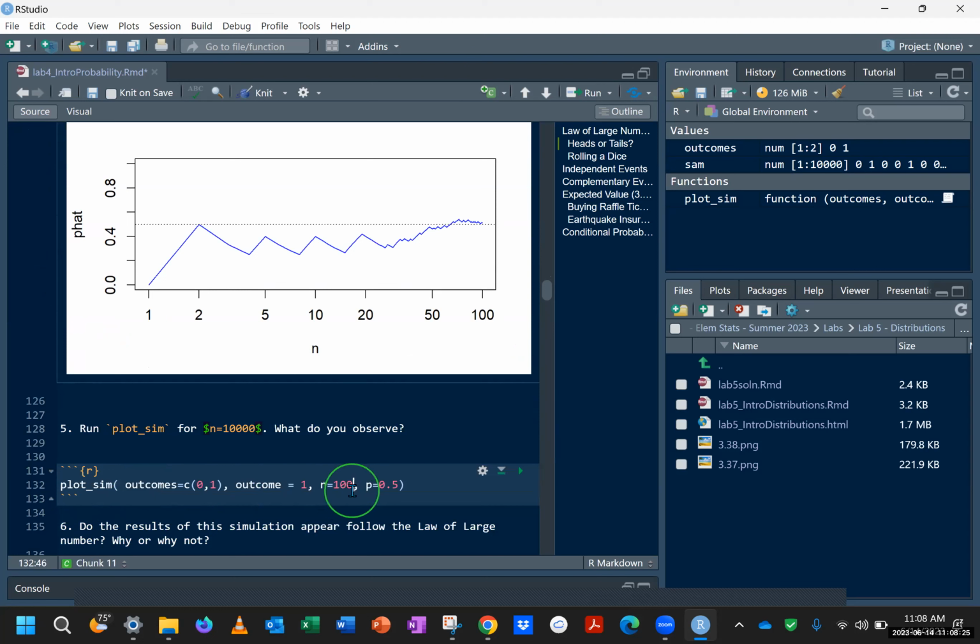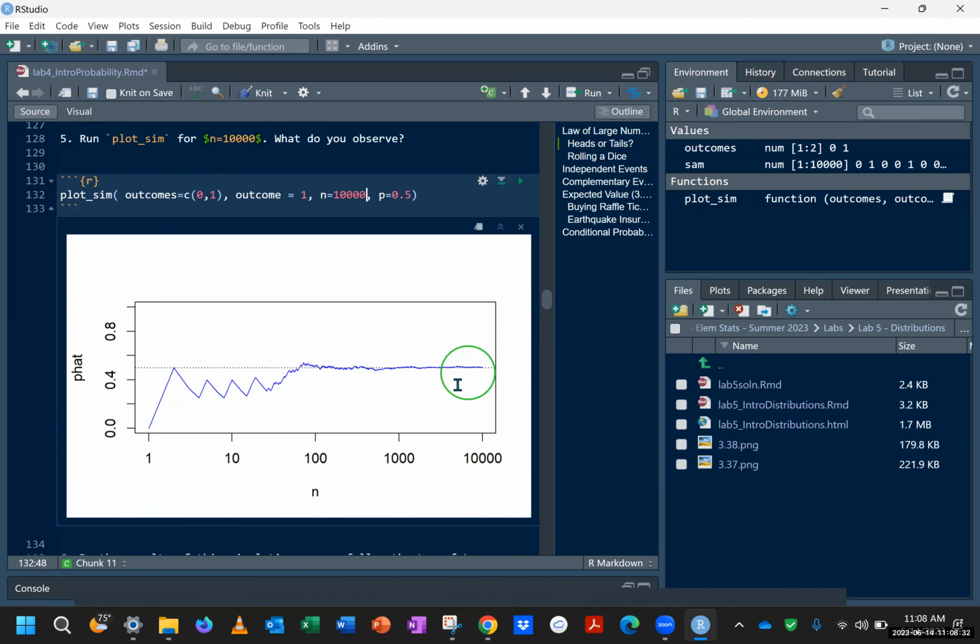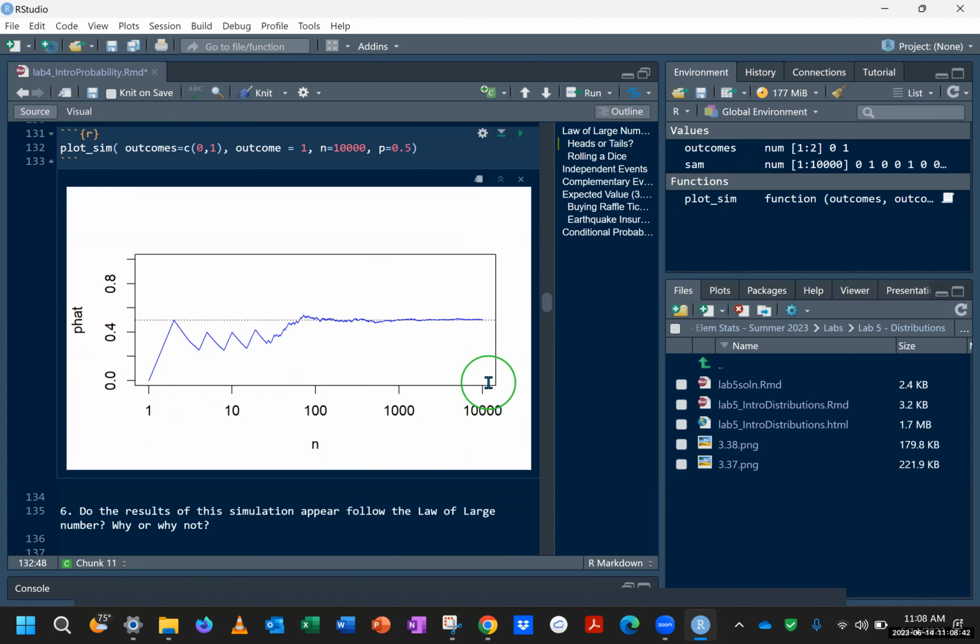So I'm going to make the number of samples n 10,000. It's going to take a little bit because we're doing 10,000 trial flips. And you see this line here gets closer and closer and closer to 50% as we go on. So that's a really nice illustration of the law of large numbers.